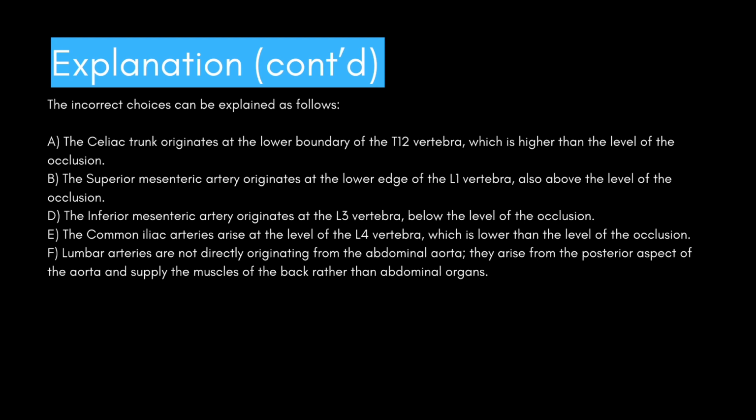The celiac trunk originates at the lower boundary of the T12 vertebra, which is higher than the level of the occlusion. The superior mesenteric artery originates at the lower edge of the L1 vertebra, also above the level of the occlusion. The inferior mesenteric artery originates at the L3 vertebra, below the level of the occlusion. The common iliac arteries arise at the level of the L4 vertebra, which is lower than the level of the occlusion. Lumbar arteries are not directly originating from the abdominal aorta. They arise from the posterior aspect of the aorta and supply the muscles of the back rather than abdominal organs.